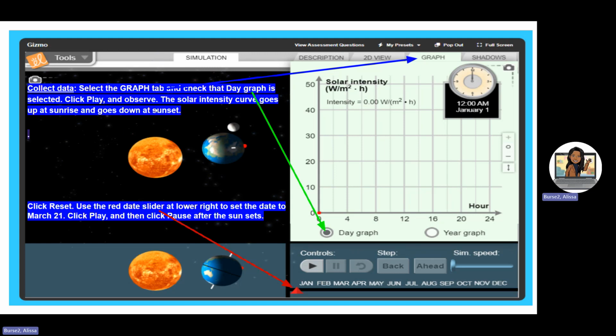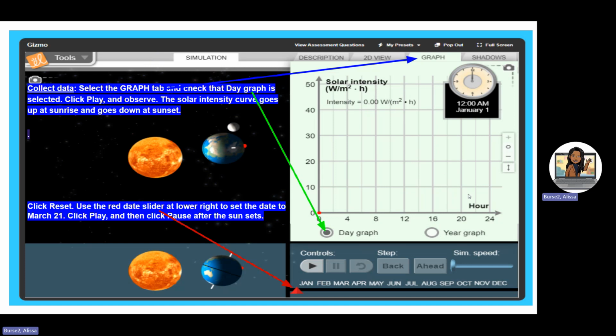Remember, when you are going to collect your data, it's going to tell you, select the graph. This is the graph one. It's going to ask you to make sure that it's on the day. We're going to look at the solar intensity curve. You saw it just a little bit ago, go up and then go down.